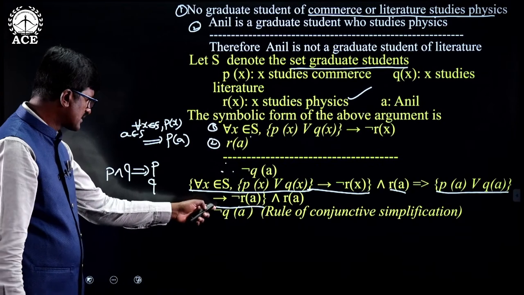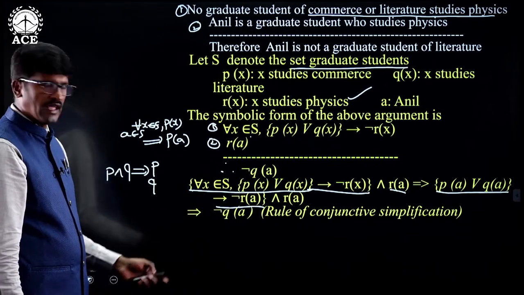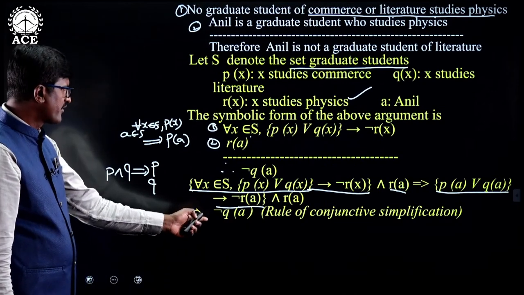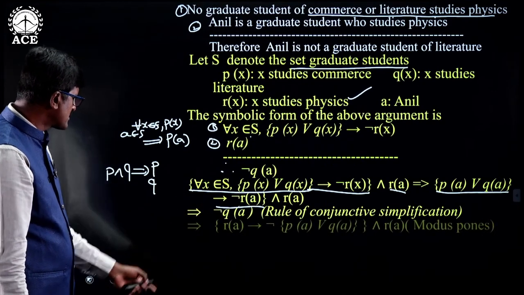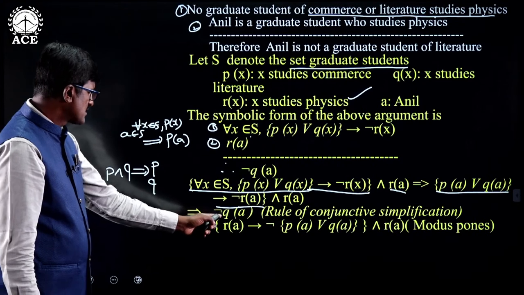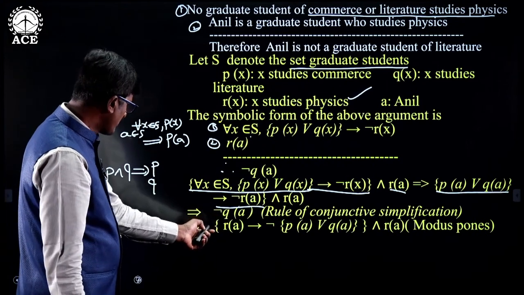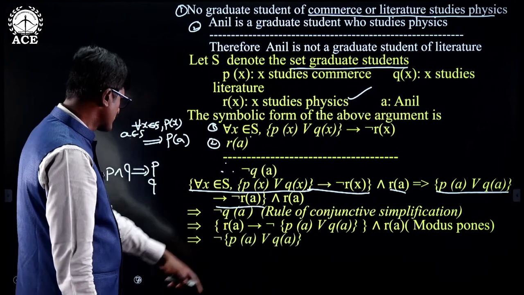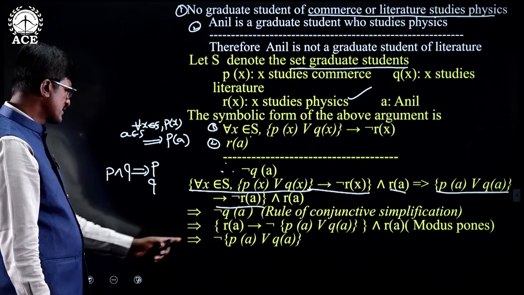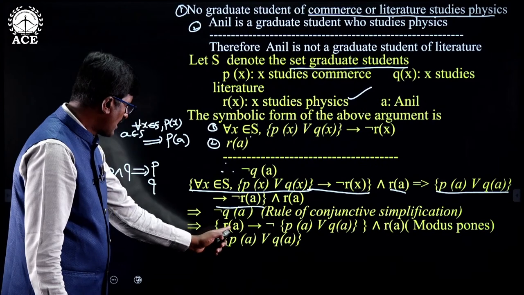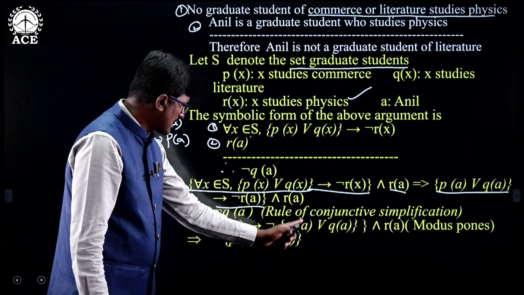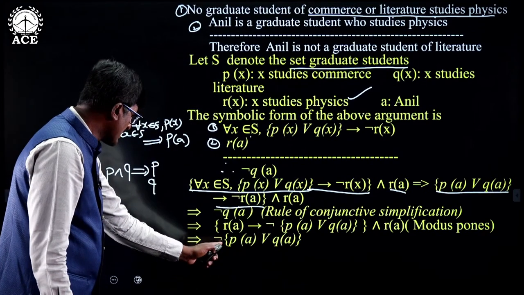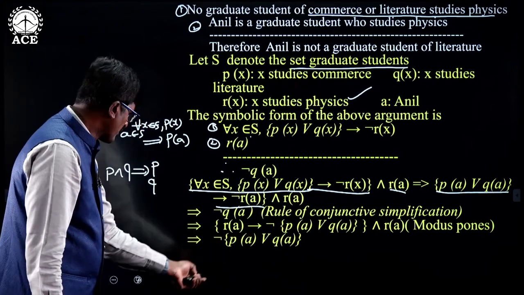P and Q logically imply any one of them. So now this is the logical implication of negation R of A. Negation R of A can be written like this. From the rule of modus tollens, this can be written as R of A conditional negation P of A or Q of A and R of A. This is equal to negation of P of A or Q of A.